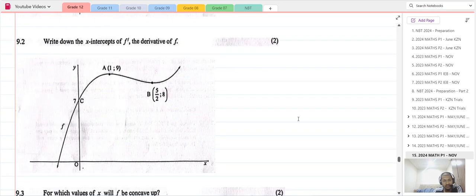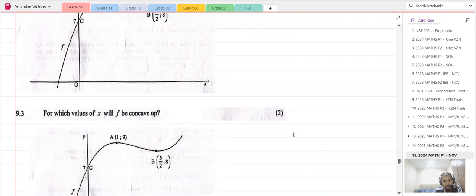Write down the x-intercepts of f prime. What are the x-intercepts of f prime? It will be the turning points of the f graph, right? So x is equal to 1 or x is equal to 5 over 2. That's it.